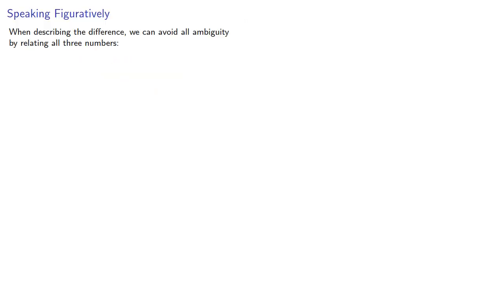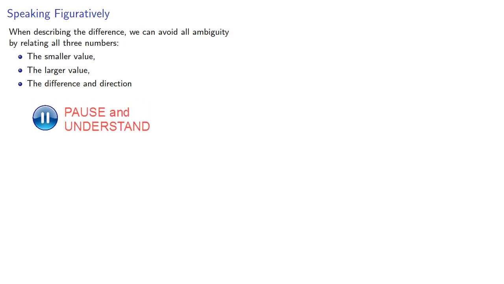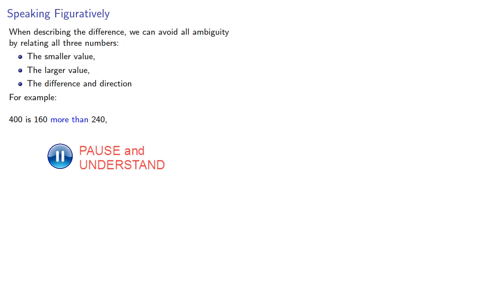When speaking of the difference, we can avoid all ambiguity by relating all three numbers: the smaller number, the larger value, the difference, and what you could think about as the direction. So we could say that 400 is 160 more than 240. Or we could say that 240 is 160 less than 400. Now there's a second difference we could talk about.